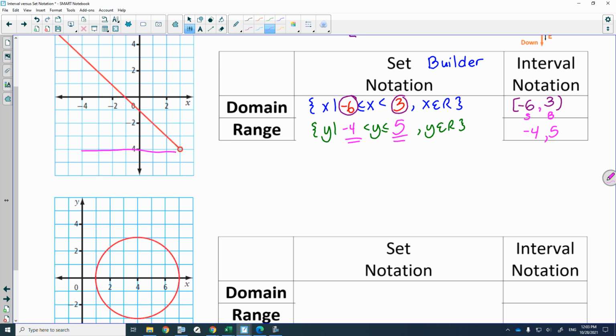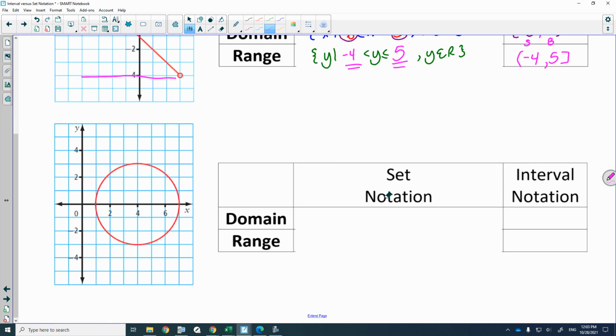And then for the range, you say which one, the 5, it is equal to 5. So that guy gets a square bracket. And this guy would get the rounded bracket because it is not equal to -4. This is called interval notation.